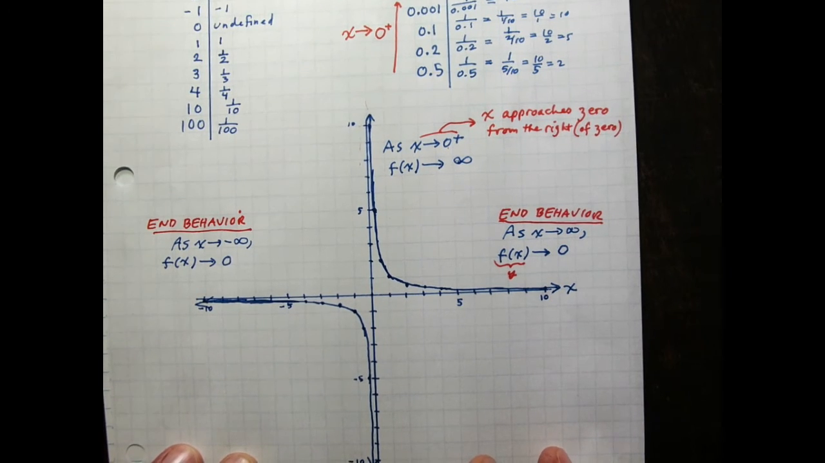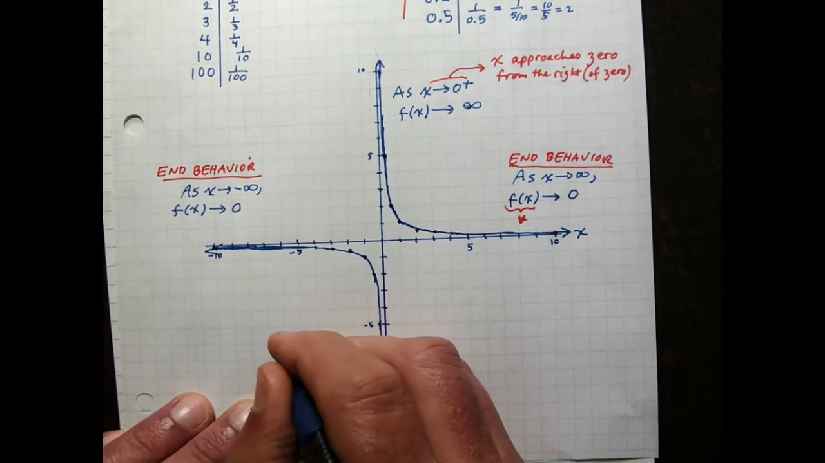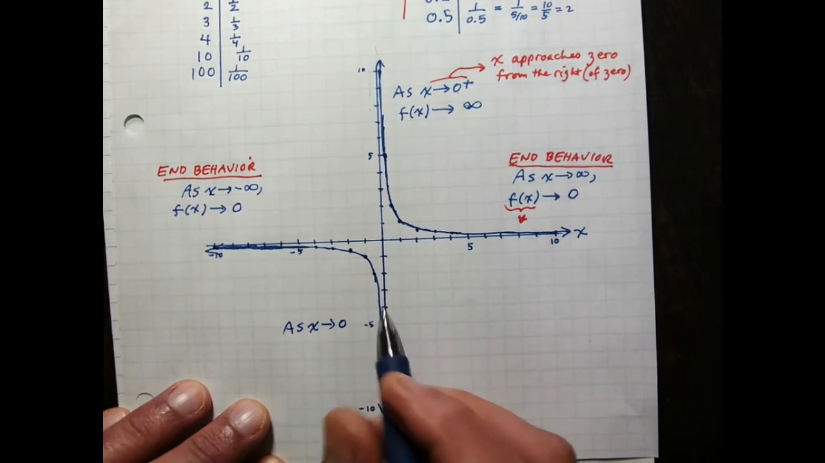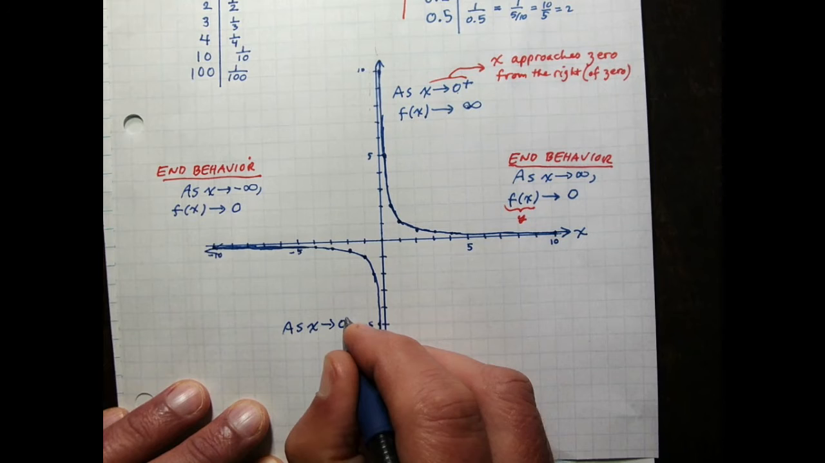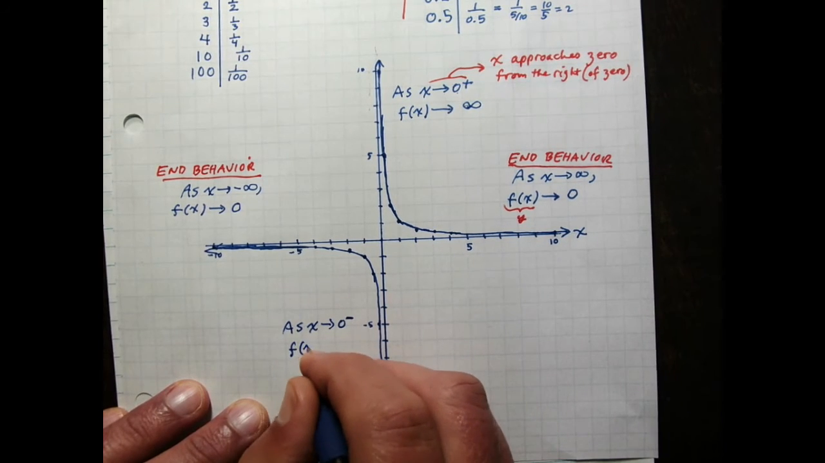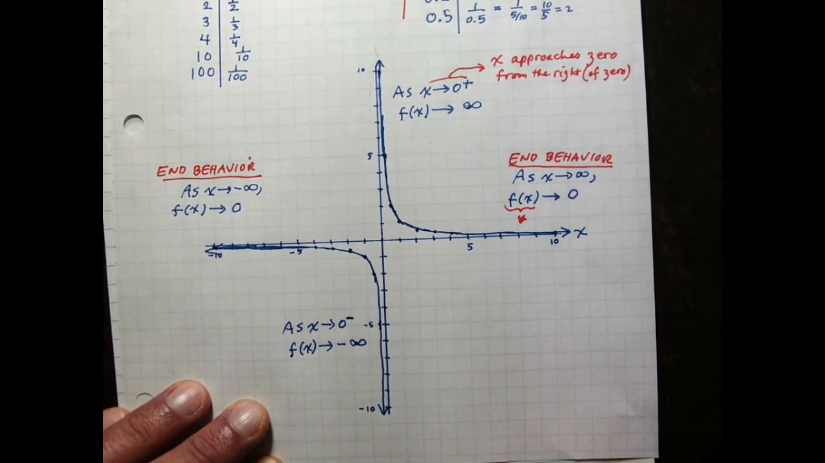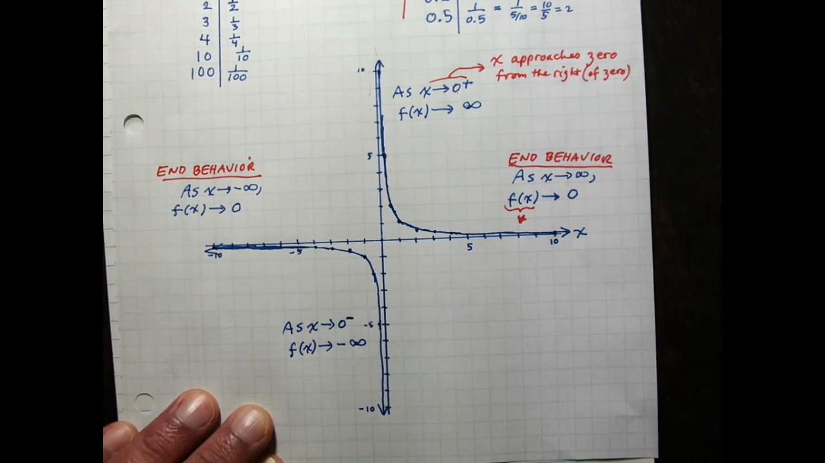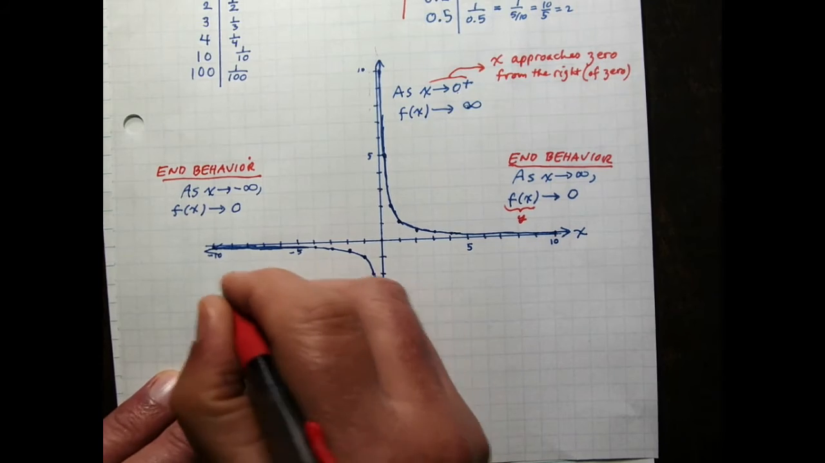On the other side, here we would say as x approaches 0 from this negative direction, from the left of 0, I write a minus sign, and then we say f of x approaches, of course, minus infinity here. So there's a difference. We have to distinguish these two different sides.